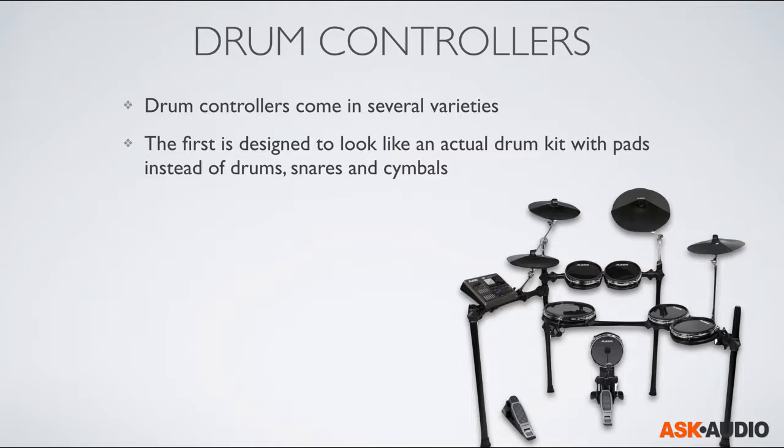The first that you see here on the screen is designed to look like an actual drum kit with pads instead of actual drum heads and snares and cymbals. So those black pads on there, those are actually MIDI receiving devices. It's kind of like keys on a MIDI keyboard controller. If you play the one that looks like the snare over there to the left, it will send MIDI information to that box that sits to the left. That's the brain, and that's where the sound is. And then you can change the sound.